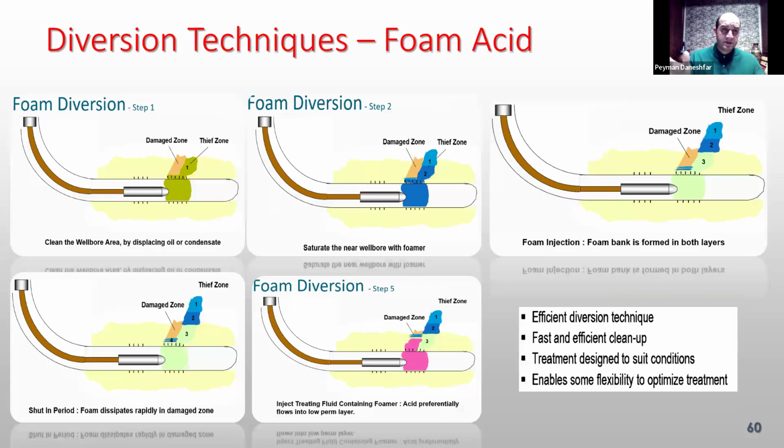Here you can see the chart of the foam diversion technique. You can see that the foam cleans the work by displacing oil or condensate. Next one, saturate the near wellbore former. Stage 3, foam bank is formed in both layers, and in a shut-in period, foam dissipates rapidly in the damaged zone, and the injected treated fluid containing foam acid preferentially flows into the low perm layer. Okay, and now you see that the acid goes to the low perm zone.